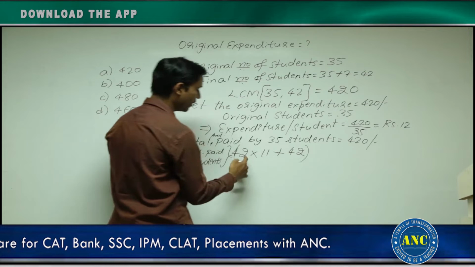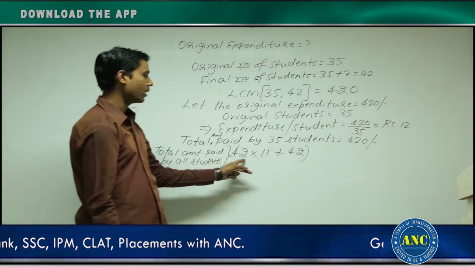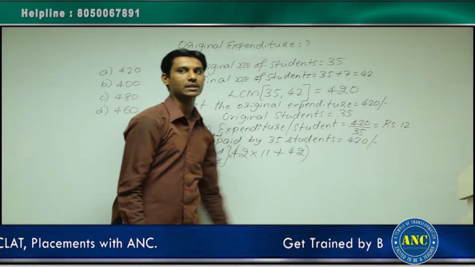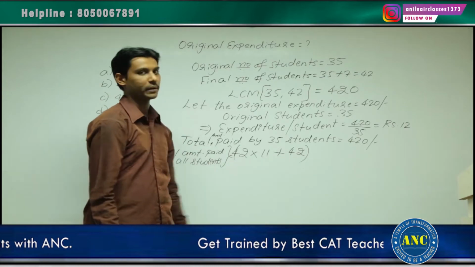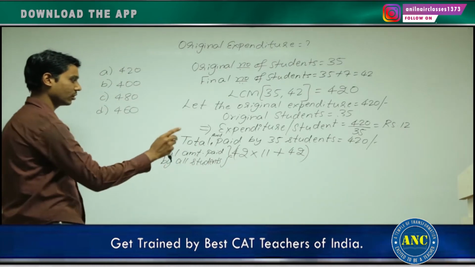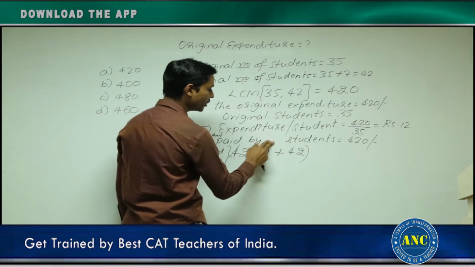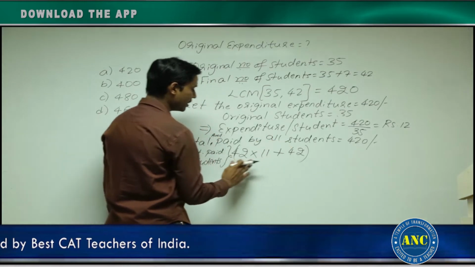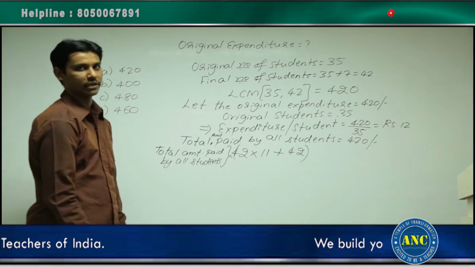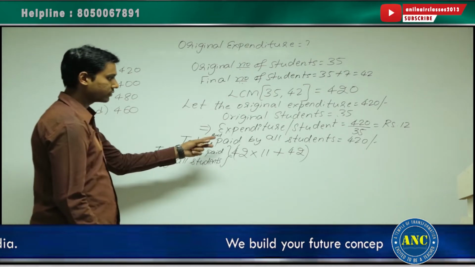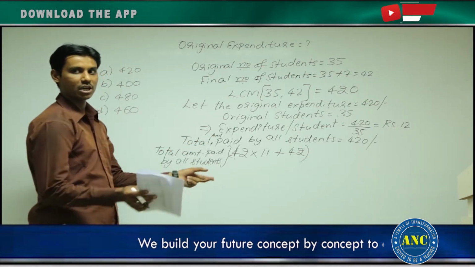I think you understood how it is 42 into 11? All 42 will pay 1 rupee less than 12 rupees, that is 11 rupees, and they should pay 42 rupees extra also. The total amount paid by all students earlier was 420. Here it is 42 into 11 plus 42. Now if you observe, both of them are the same, so equate both of them.